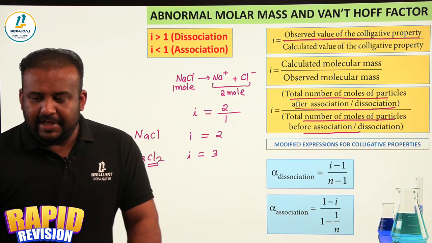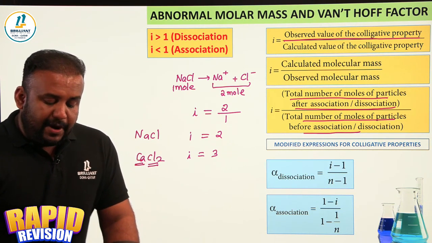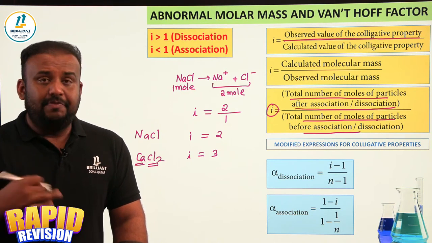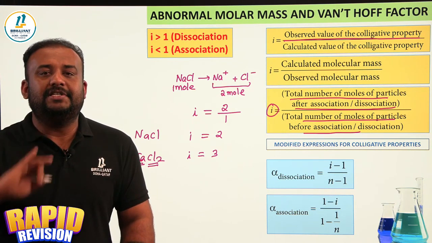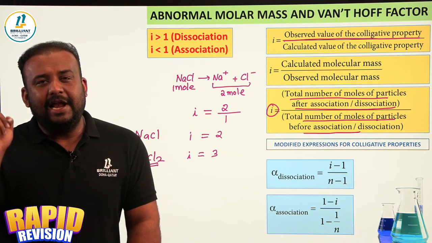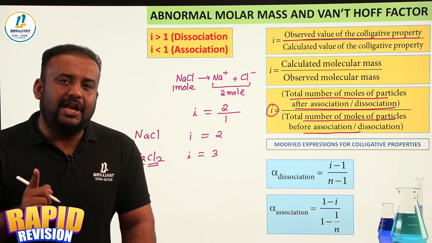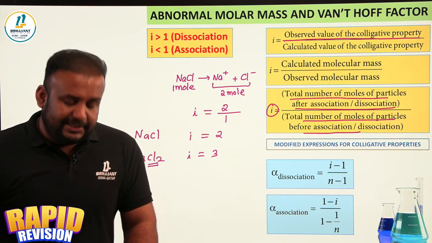So that's how you find the Van Hoff factor. We will see in some numericals. Now, this Van Hoff factor has to be introduced in all of our equations of colligative properties if you are dealing with any solute which is an electrolyte. What is an electrolyte? Something that dissociates or associates.